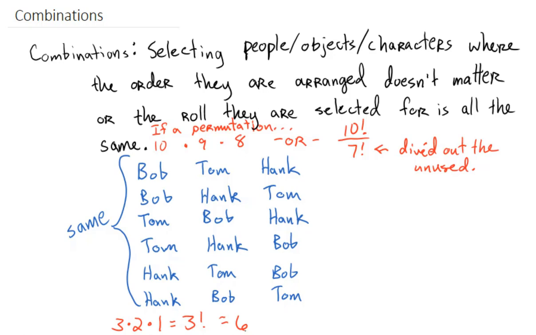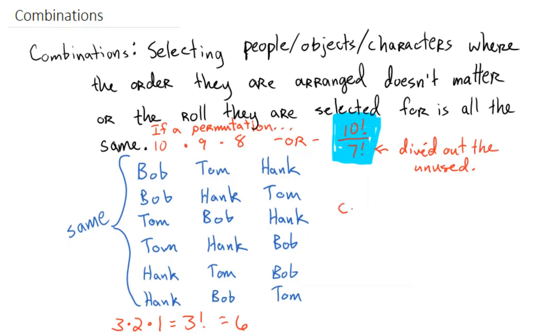Okay, so just like we did when we were dividing out the repeats when arranging things that had characters that were the same, here we need to divide out the repeats. So with combinations, I'm going to take what I have up here as a permutation, and I'm going to divide out the repeats as well.